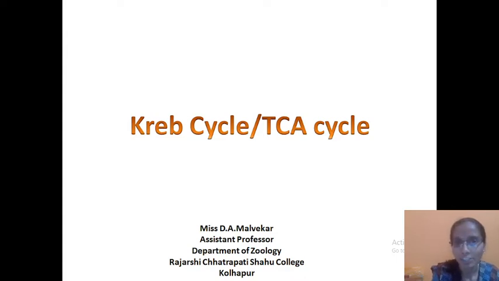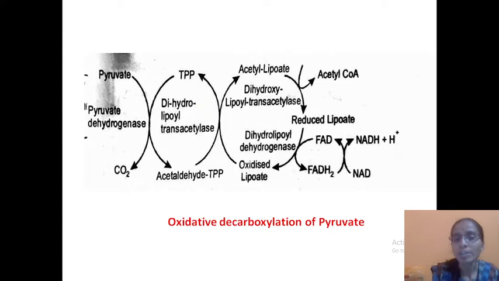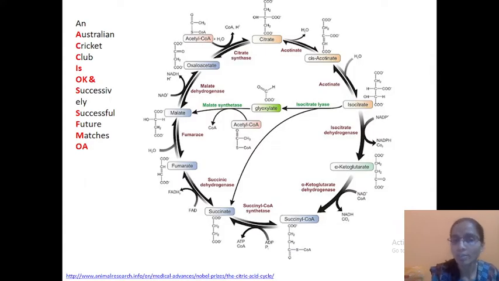In the last lecture, we discussed how the pyruvate formed in glycolysis is converted into acetyl-CoA. Now in this lecture, we will study in detail the Krebs cycle or TCA cycle, that is, what happens to that acetyl-CoA when it enters the mitochondrial matrix.